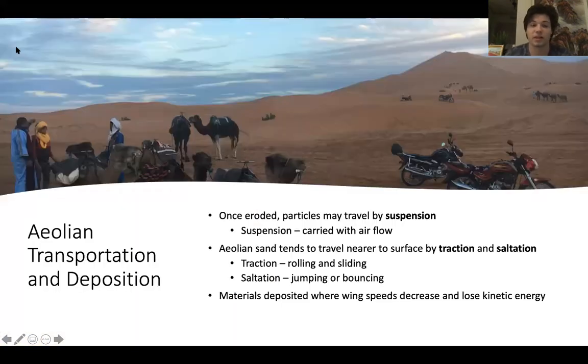Now we'll talk a little bit about aeolian transportation and deposition. So once eroded, particles may travel by suspension. Suspension is when particles are carried with the airflow. And aeolian sand tends to travel nearer to the surface by traction and saltation. So traction is rolling and sliding, and saltation is jumping or bouncing. In general, materials are deposited where wind speeds decrease and lose kinetic energy.